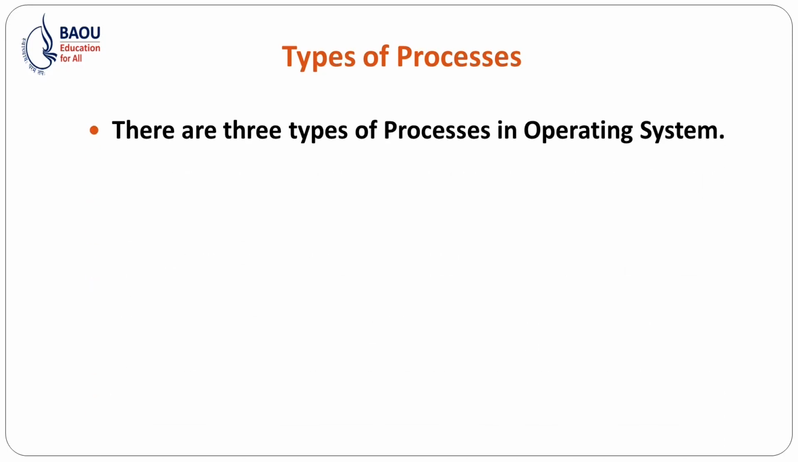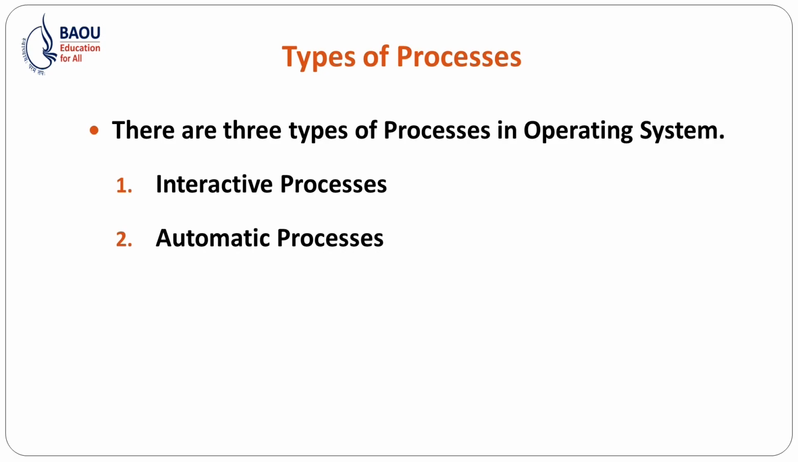Types of processes. There are three types of processes in an operating system. First is interactive process, second is automatic process, and third is daemons.